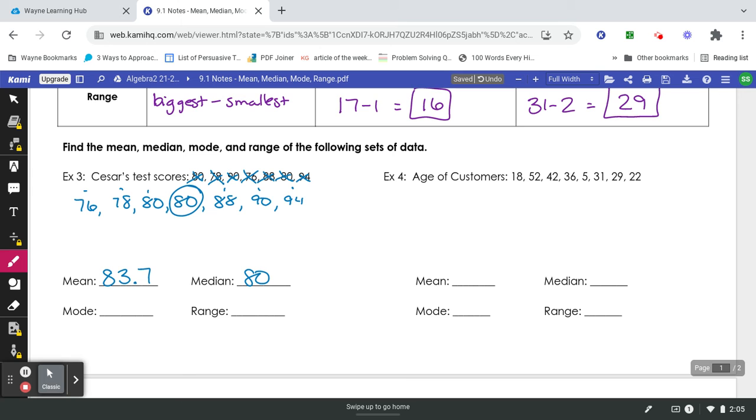The number that comes up the most often is 80. It's the only one that's repeated. And the range, the largest number, 94, minus the smallest number, 76. 94 minus 76, that would get us an answer of 18.